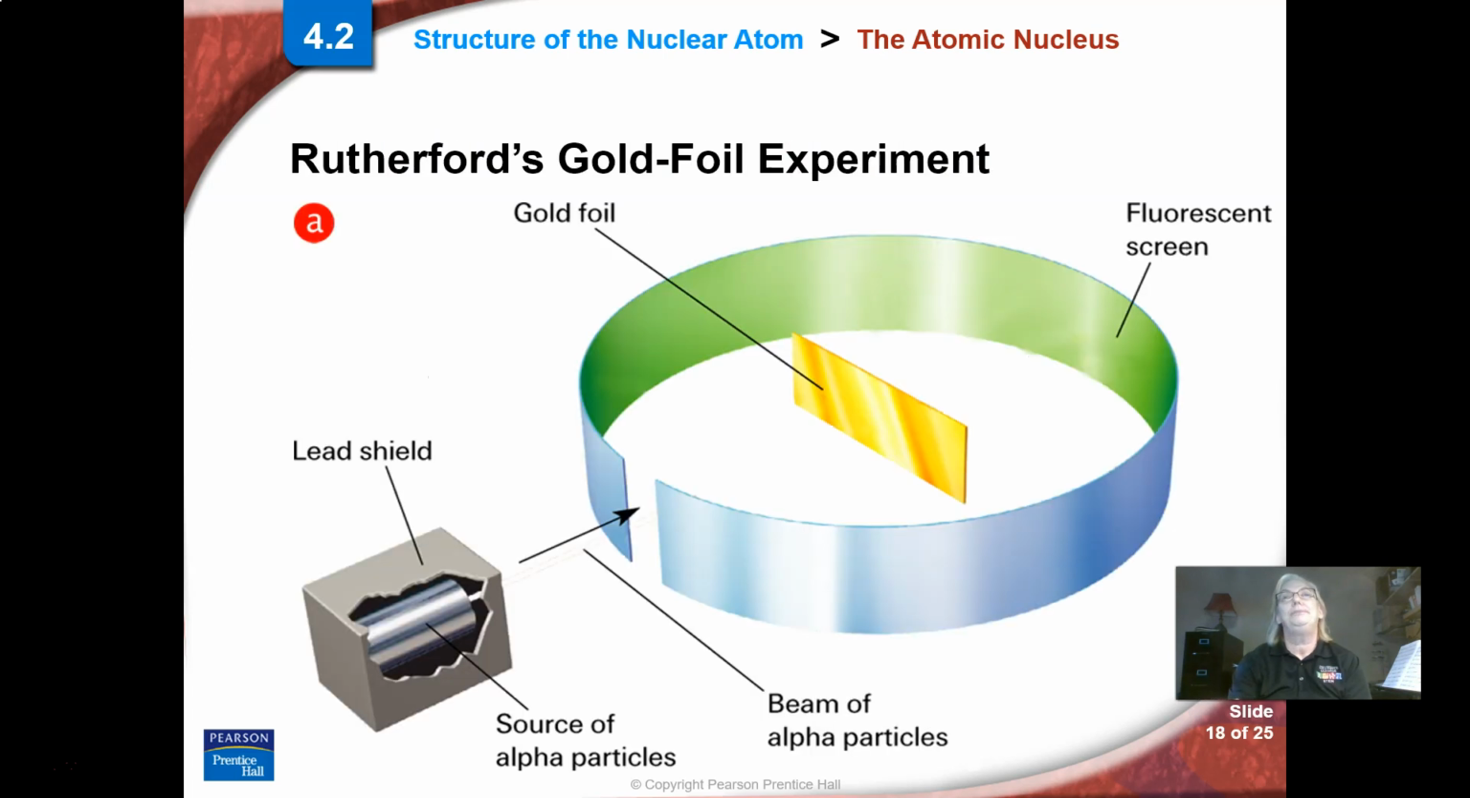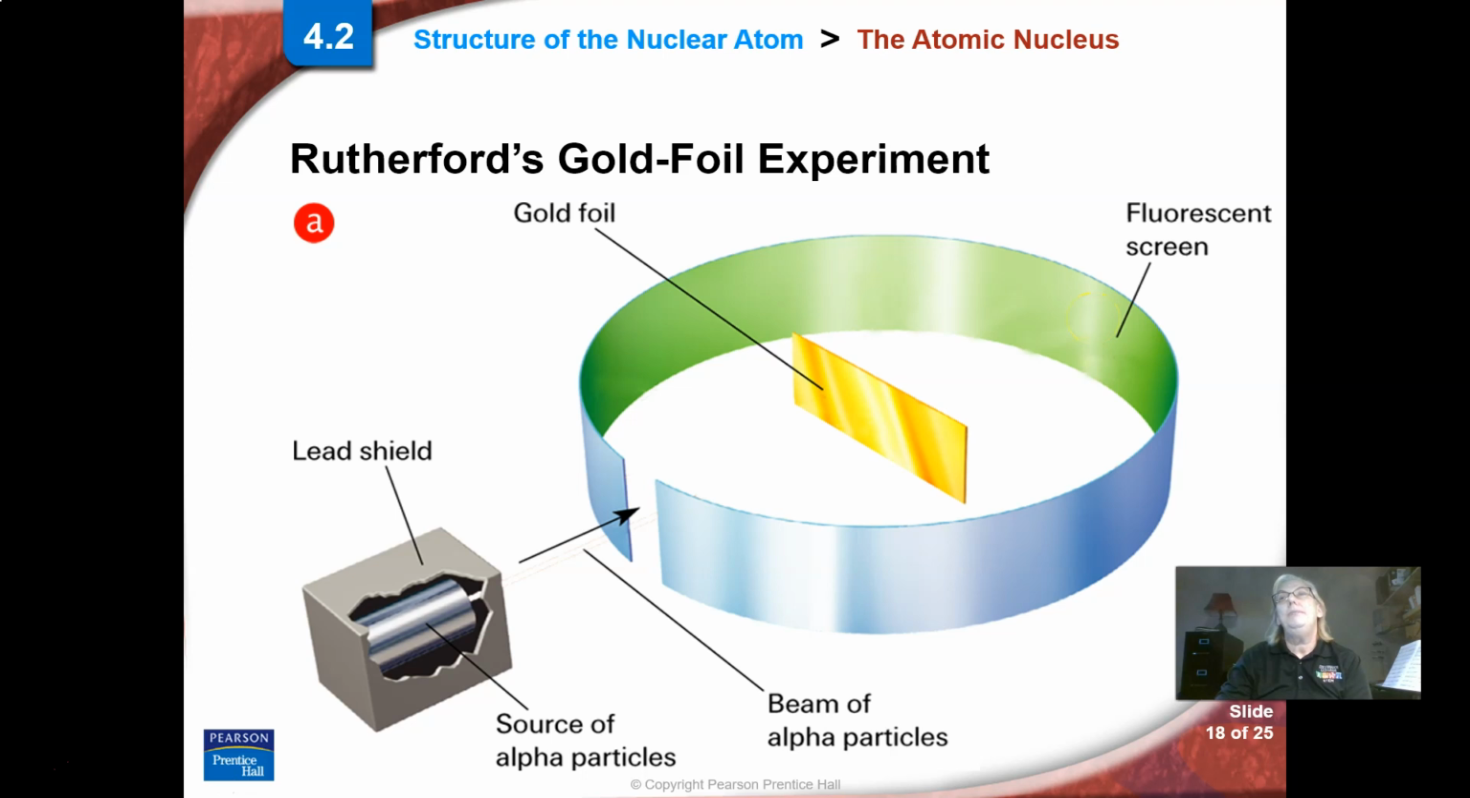So he took that, he put it in the center here, and he put a screen here that could see anytime something hit it. So fluorescence. And then he took those positive particles, he shot them out of this machine, and he shot them towards the gold foil. Now the interesting thing is he thought that all of them would go straight through and hit the screen back there and you'd see them.